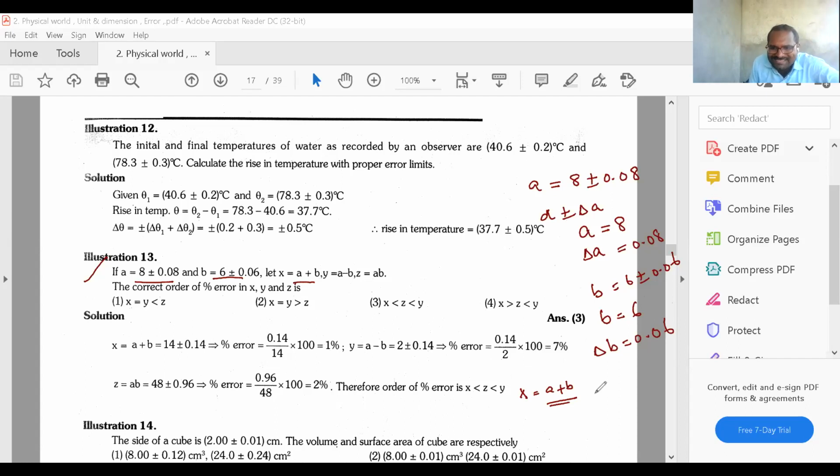Yes. So what is A value, B value? First add. A value is 8, B value is 6. Both you add: 8 plus 6, how much? 14. In the same way, delta A plus delta B also we should add. Delta A value is 0.08. Delta B value is 0.06. How much is it? 8 plus 6 is 14, so it is 0.14.